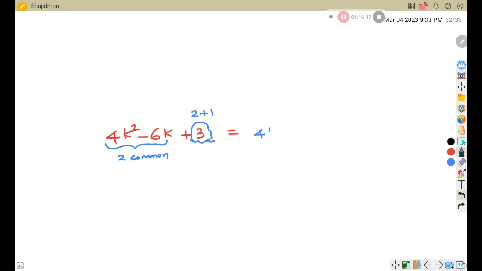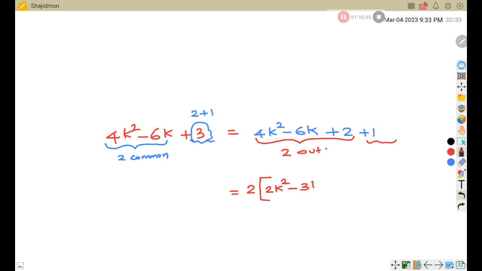See, like this: 4k power 2 minus 6k plus 3 means plus 2 plus 1, correct? 2 plus 1 means 3 only. Why are we writing like this? Because for the first 3 terms we can take 2 outside, then plus 1. For example, 2 multiply: 4k square becomes 2k square because 2 is taken outside, minus 6k means minus 3k, plus 2 becomes plus 1, correct.